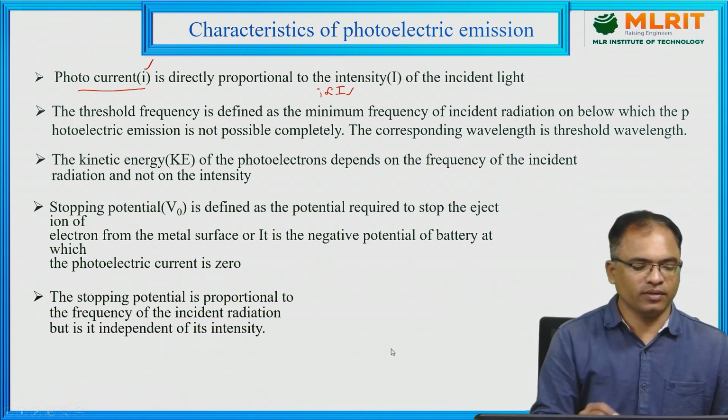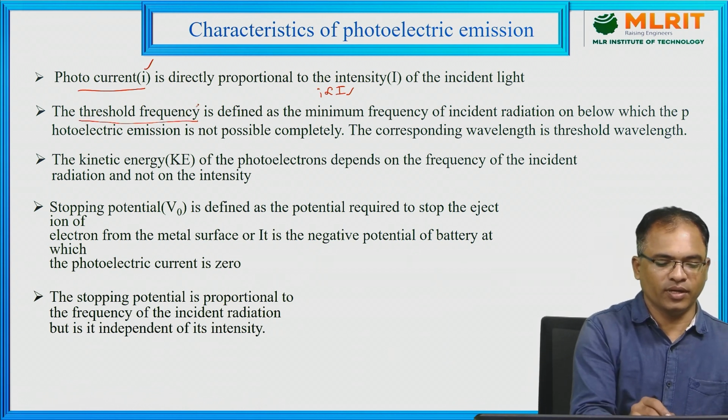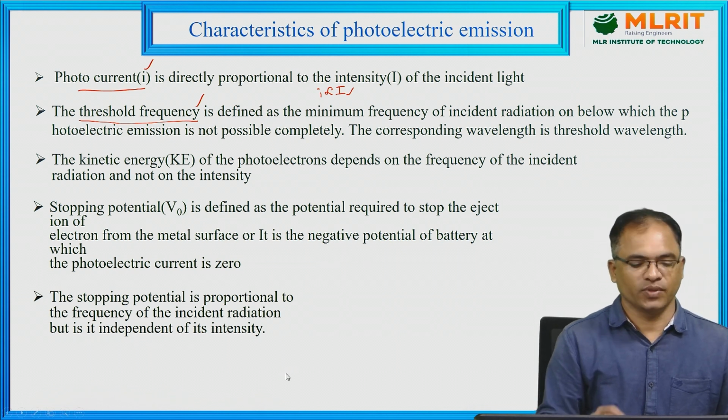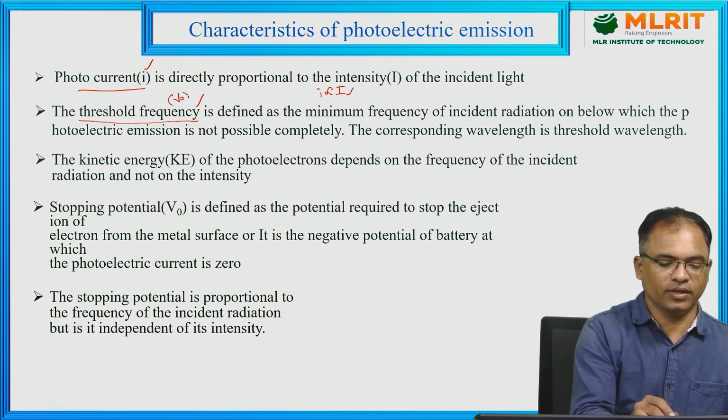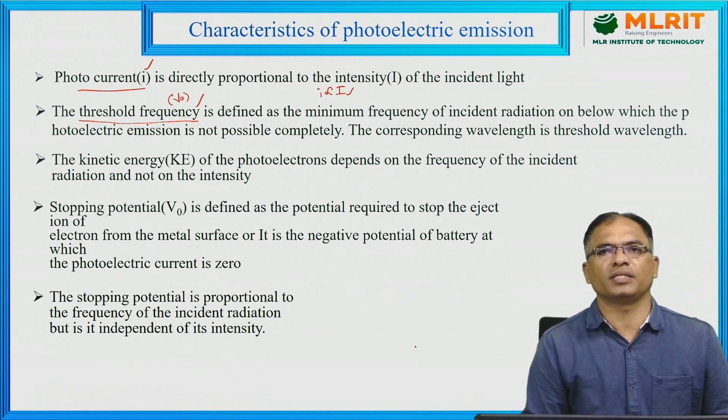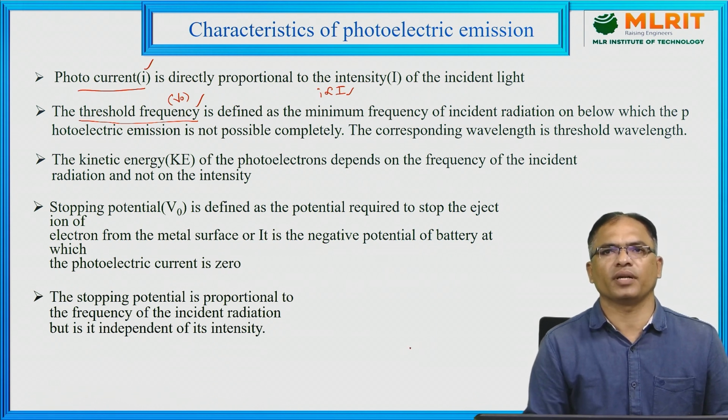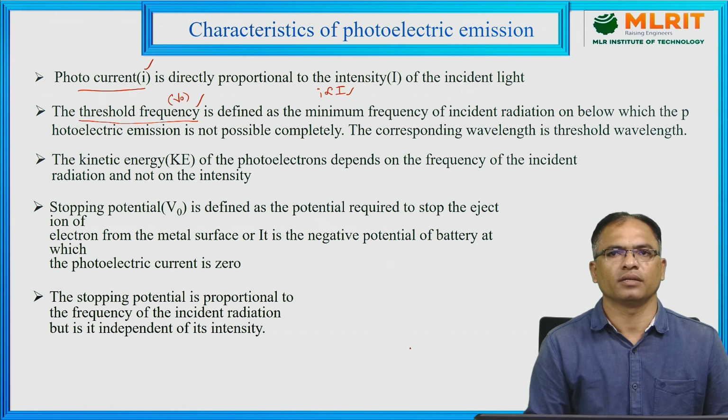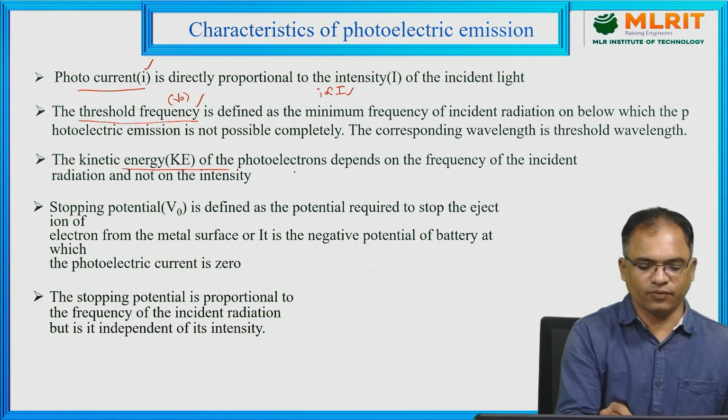The second one, the important word here is threshold frequency. Threshold frequency is denoted by nu naught. So the minimum energy required to liberate electron from the metal surface is called threshold energy, or it is called work function, and the corresponding frequency is called threshold frequency. So finally we can define threshold frequency as the minimum frequency which is required to liberate electron from the metal surface.